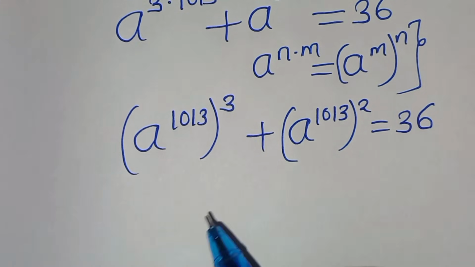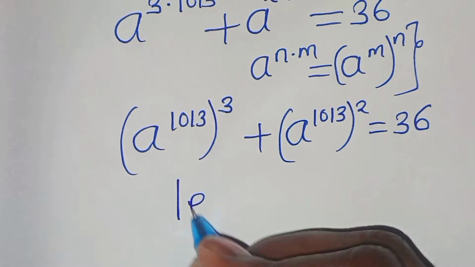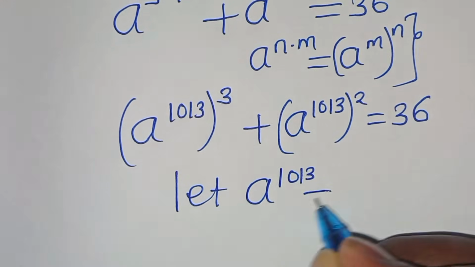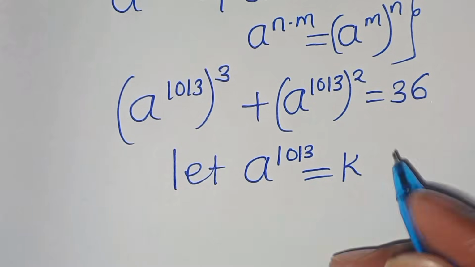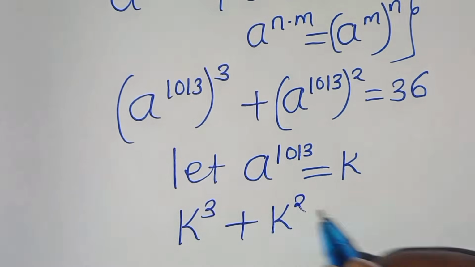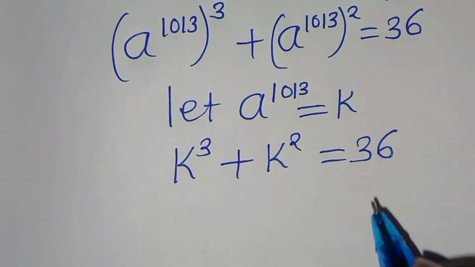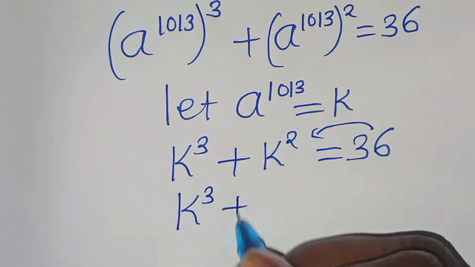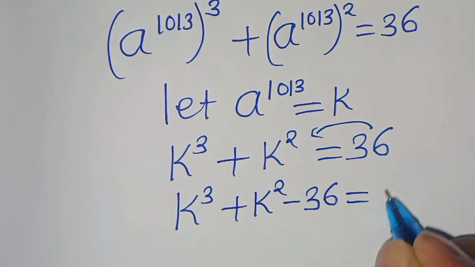The next step is that we have a to the power of 1013 is common here. So we can let a to the power of 1013 be equal to k. So let's express this equation in terms of k. So we have k to the power of 3 plus k squared. This is equal to 36. The next step is to take 36 to the left hand side so that we have k to the power of 3 plus k squared minus 36. This is equal to 0.